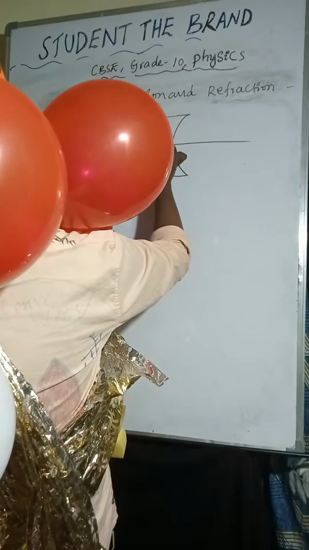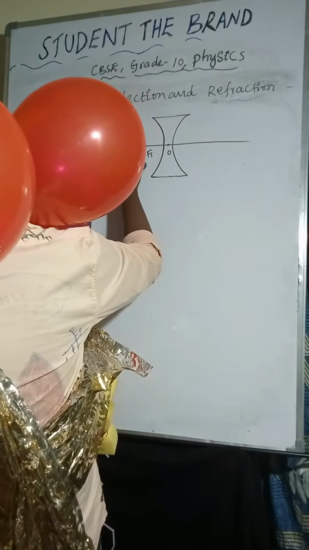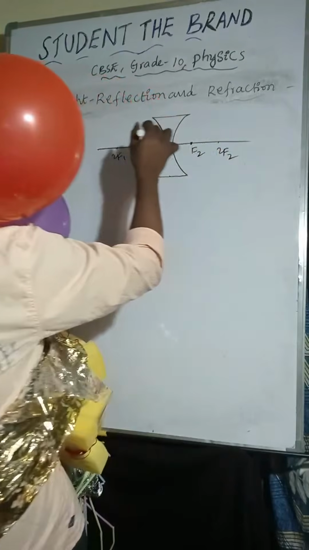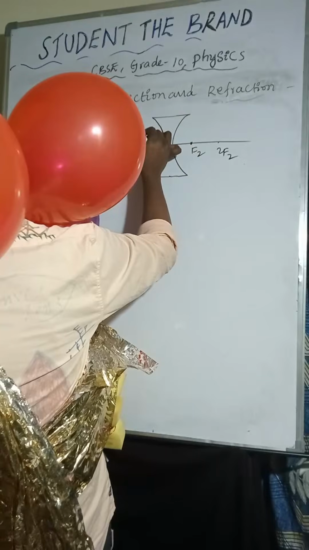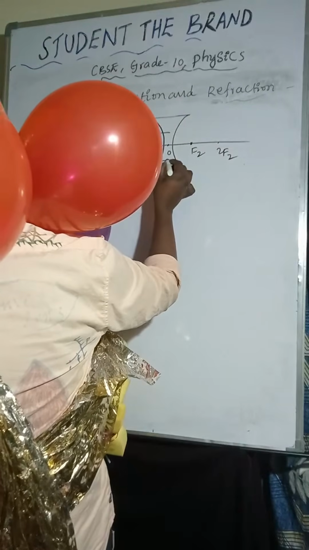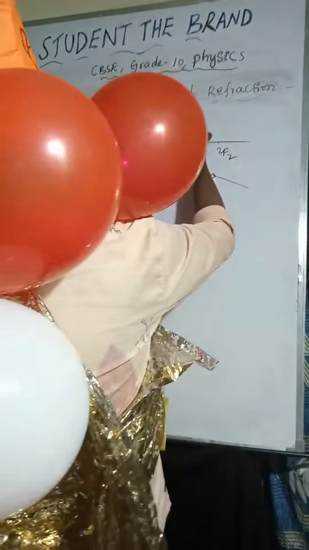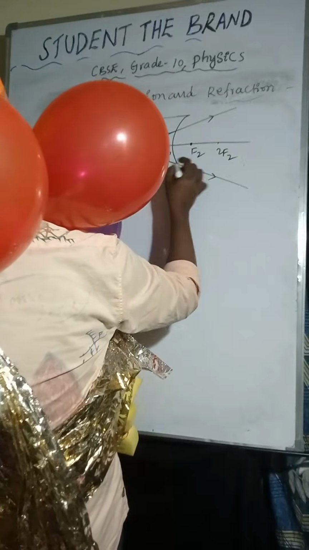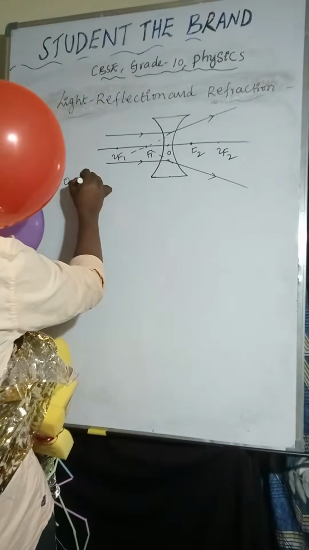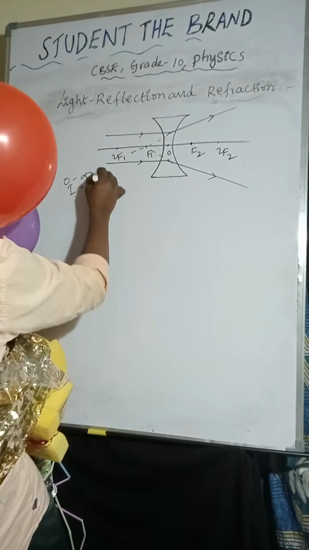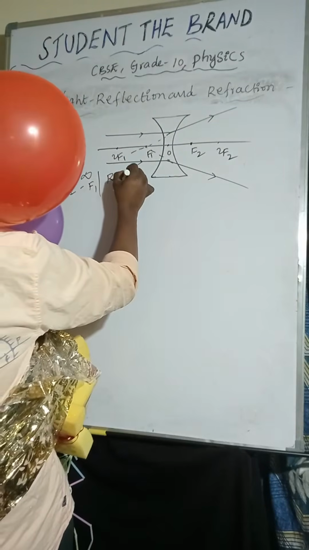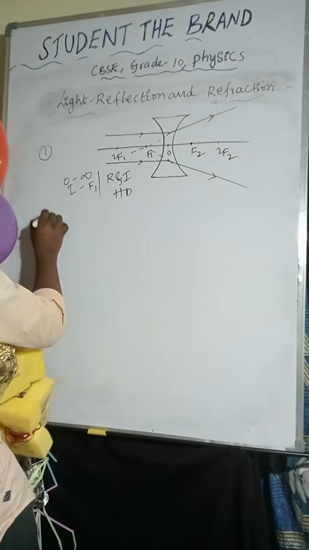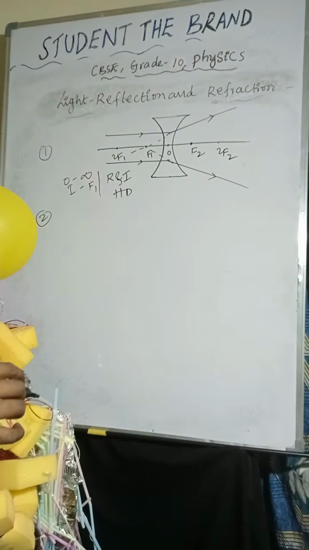So optic center, F1 to F1, F2 to F2. Light rays are coming from infinity. So object is at infinity, image is forming at F1. Nature of the image is virtual, erect and highly diminished. So that is the first one. Coming to the next one.